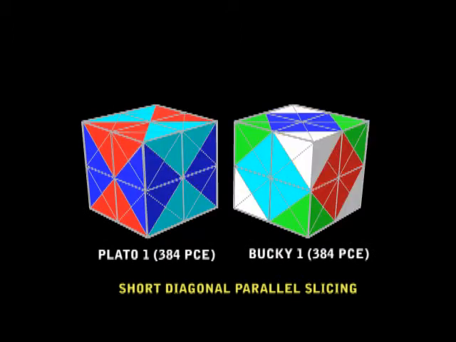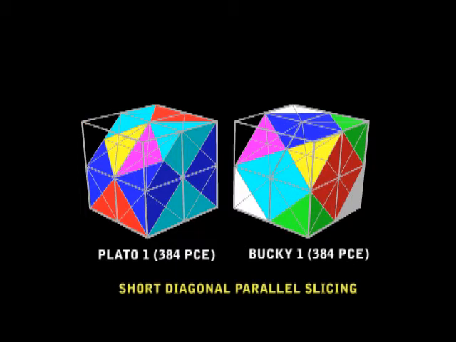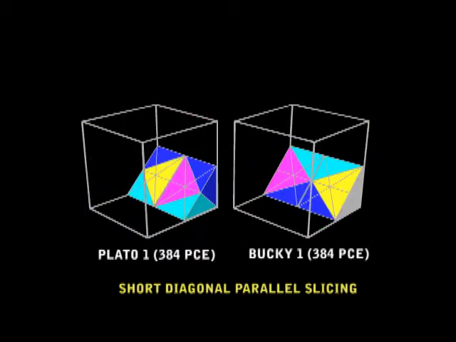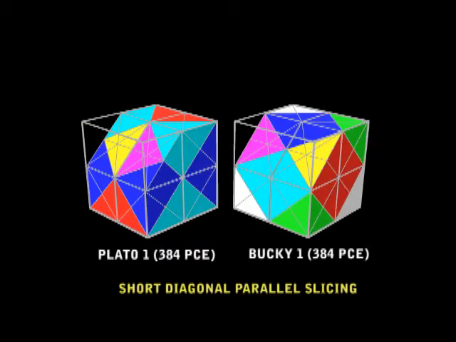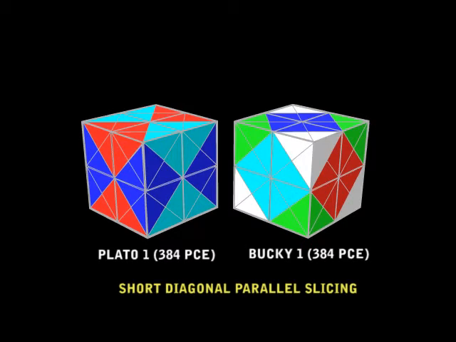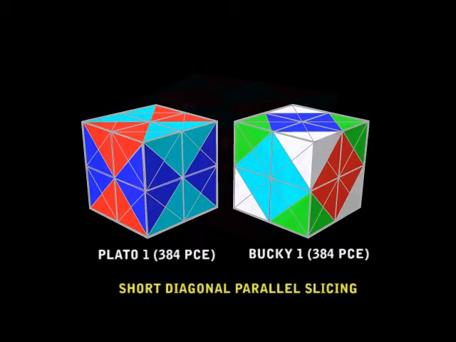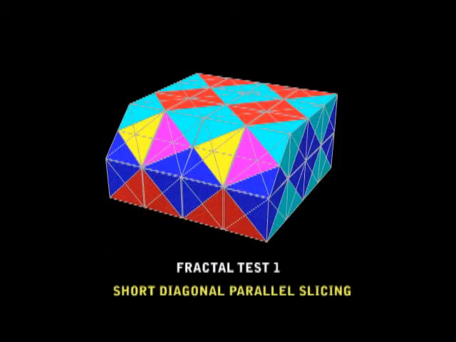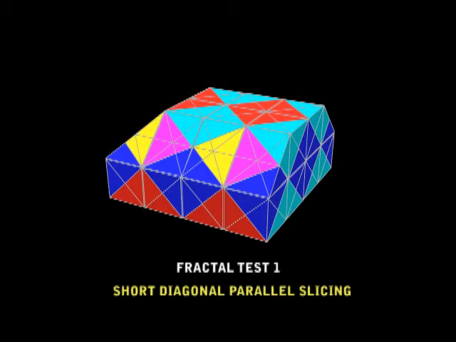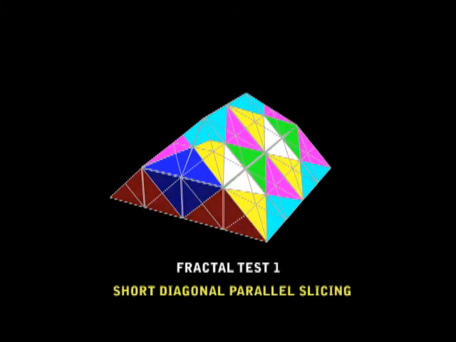The slicing is good, so I must have done something right. I'm going to give these fractals a thorough test, so I won't give them a name yet. Okay, let's start with fractal test 1 first. Let's do a 4-sided pyramid using short diagonal slicing. It looks as if it's going to work out just fine.